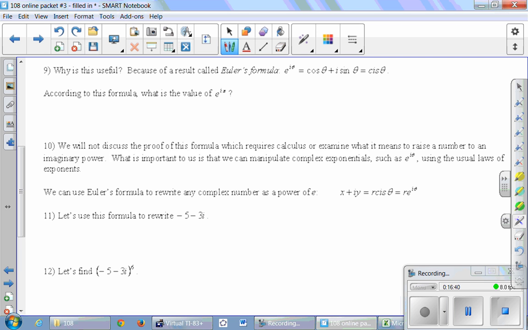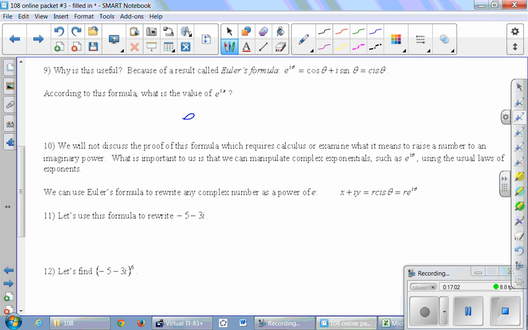So here's his formula. e to the i theta equals cosine theta plus i sine of theta. And then the left-hand side should look crazy. I don't know what's going on there. But the right-hand side, cosine theta plus i sine theta, that's cis of theta. That's just like with a 1 in the front, right? So that's okay. According to this formula, what is the value of e to the i pi?